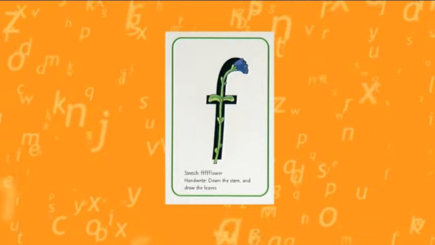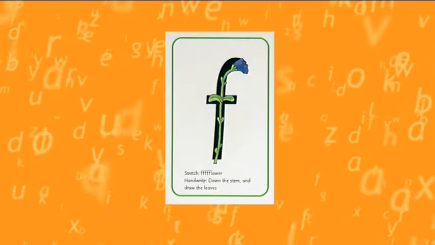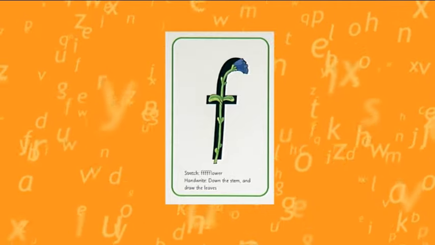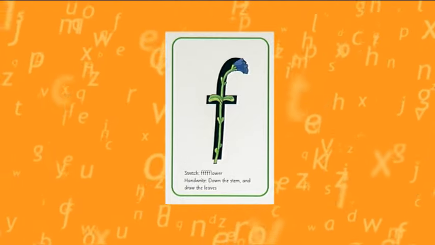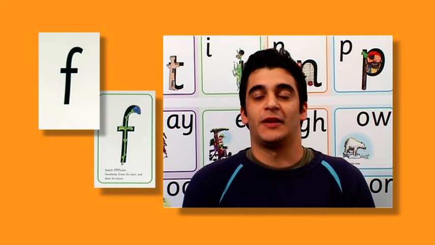Children find it easier to remember a sound if they have a mnemonic to remind them. So we use pictures in the shape of the letters to help them remember, like this flower for flower.